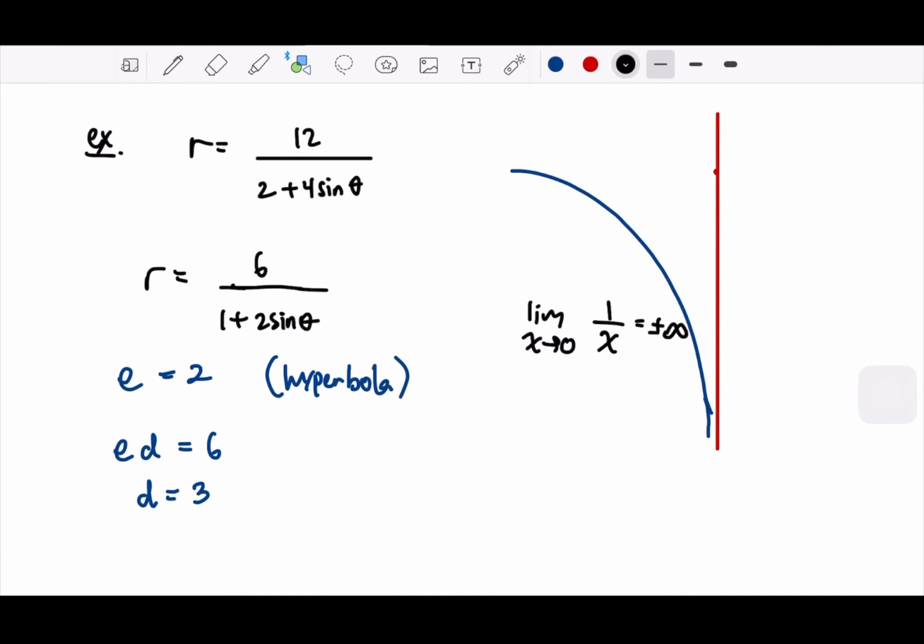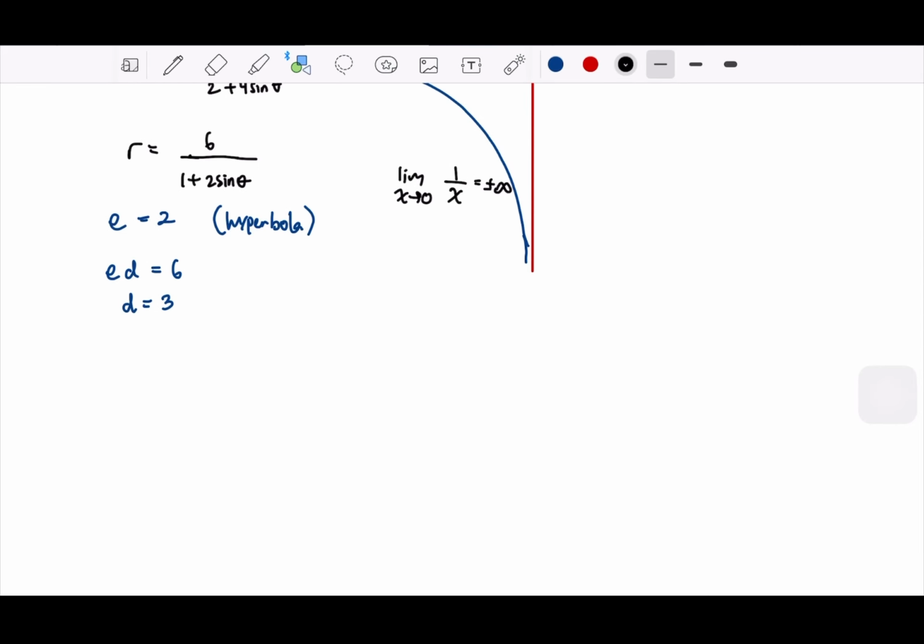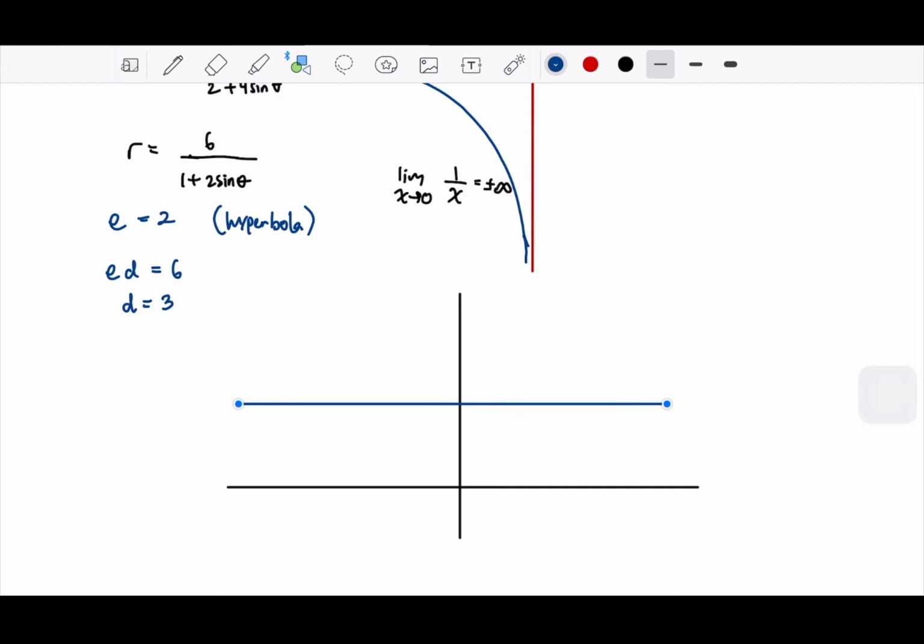So at least we want to draw maybe here. We draw the first one over here, probably.